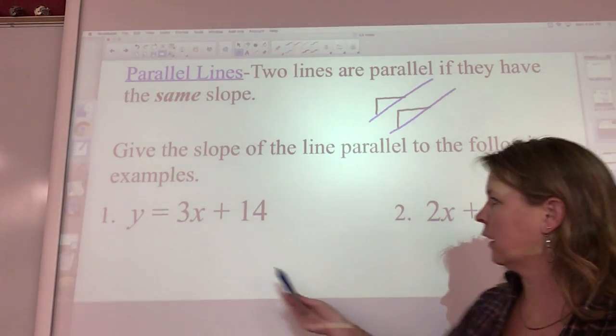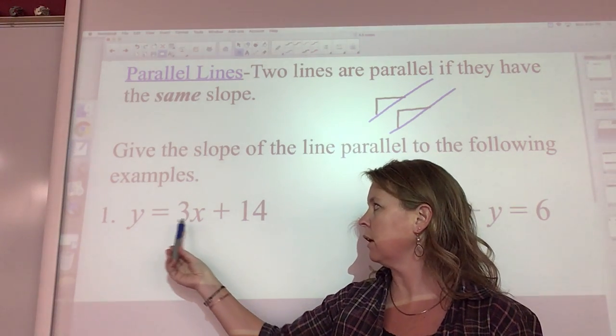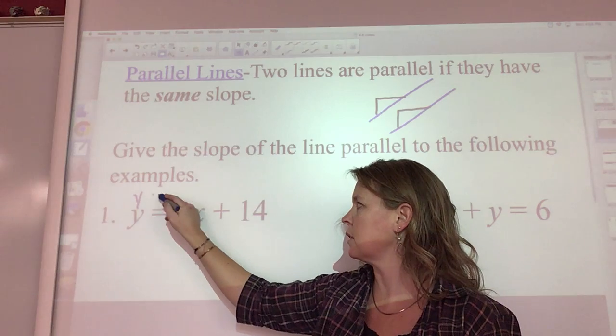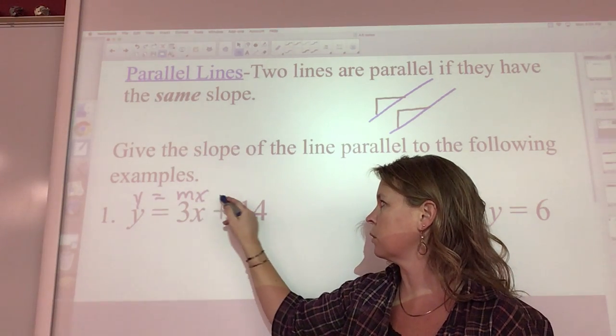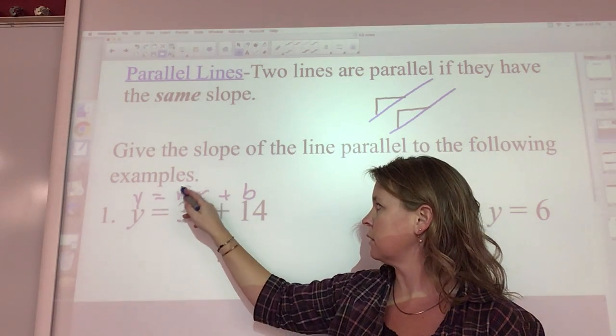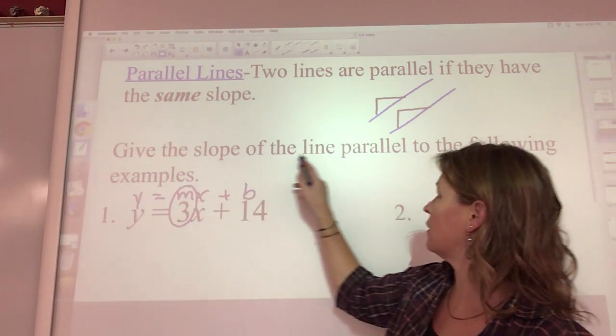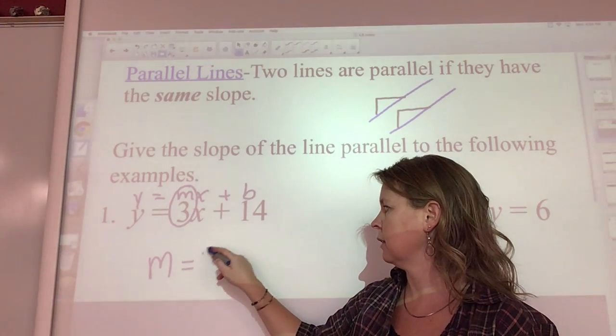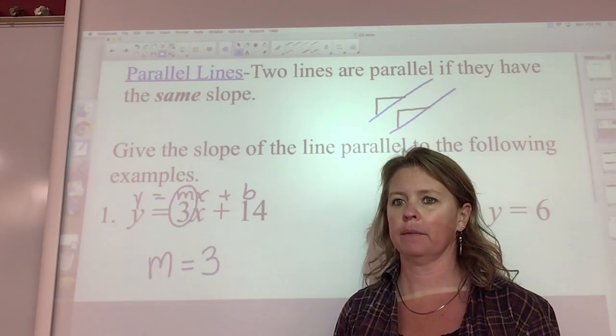Well, we have to go back into early chapter 3 and talk about, do you even know which one of these numbers is the slope? Well, this is nice. It's all lined up. Y equals mx plus b. M is the slope. So what is the slope of a line that would be parallel? The slope is the same.